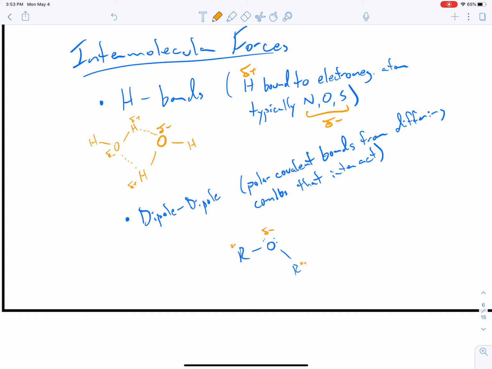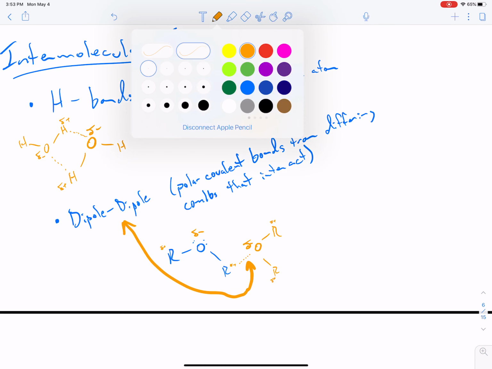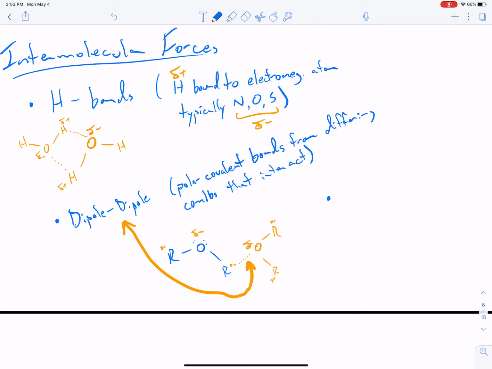So whenever you've got another ether, where you've got an O and an R and an R, and this thing is big delta minus, and these things are little delta pluses, we get a little bit of interaction. We get some interaction right here. This here is that dipole interaction that I'm talking about. And the last one that I want to mention, because there's only 3, this one is called dispersion forces.